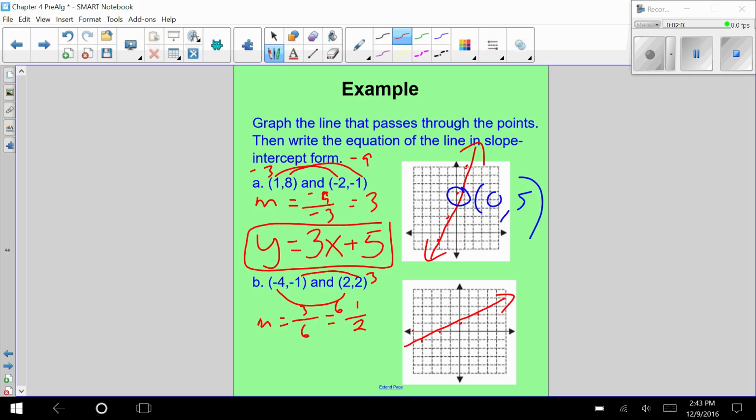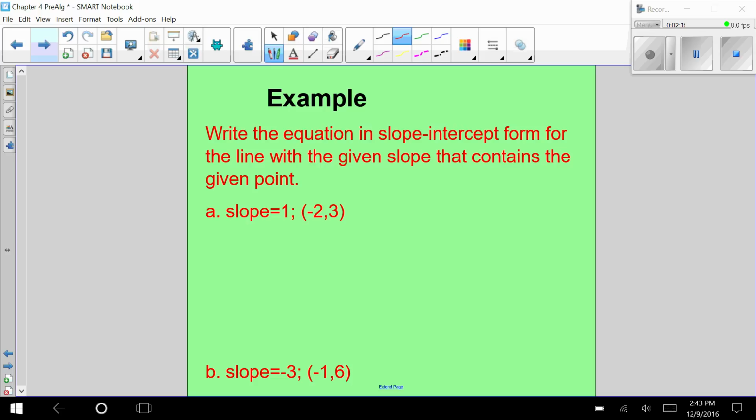So I draw my graph. I can see that my y-intercept is right here at 0, 1. So my equation is y equals 1/2 x plus 1. So that's how we find an equation from 2 points with graphing. We can also do this without graphing. We're going to write the equation in slope-intercept form for the line with this slope that contains the point.